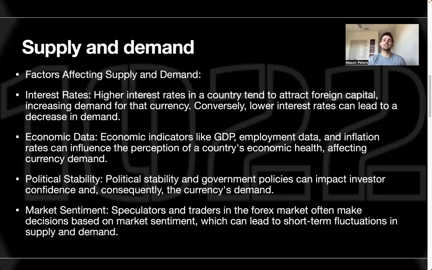Economic data, economic indicators like gross domestic product, employment data, and inflation rates can influence the perception of a country's economic health, affecting currency demand. Political stability and government policies impact investor confidence, and consequently currency demand. Market sentiment: speculators and traders in the currency market often make decisions based on market sentiment, which can lead to short-term fluctuations in supply and demand.